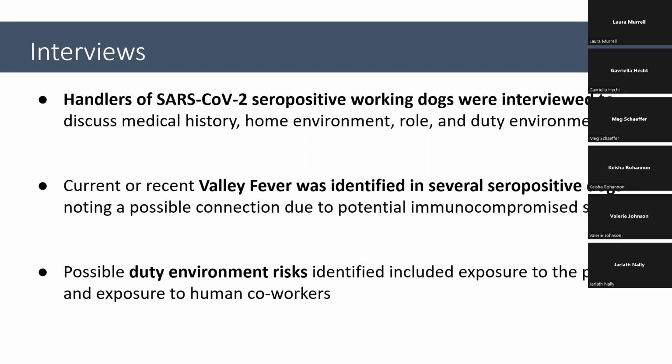And in the duty environment, possible occupational risks identified included exposure to the public, such as at public events like concerts or other events with crowds, and public demonstrations where police officers will do an exposition of what their dogs are trained to do so that the public can understand. And it's really a public relations event. And also exposure to human coworkers, such as in the office or on patrol at various instances, whether it's saying hi along your day, or saying hi to a dog before they do a building search when a lot of officers are present. That was also identified.